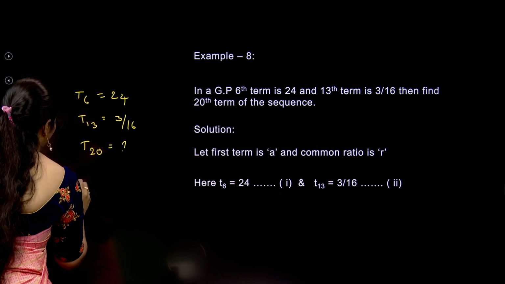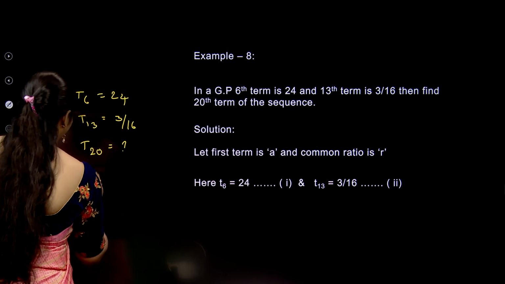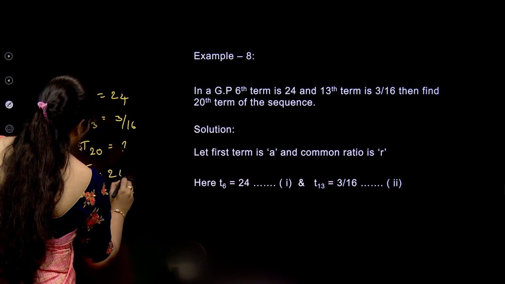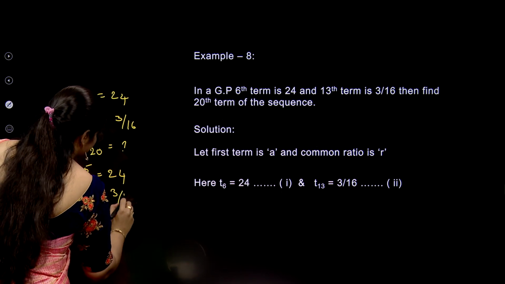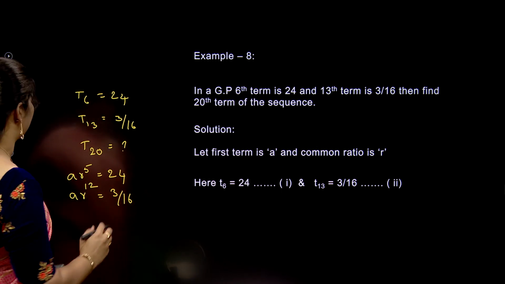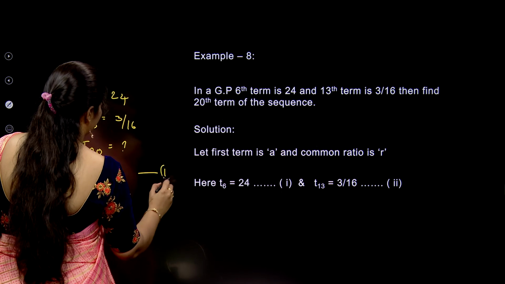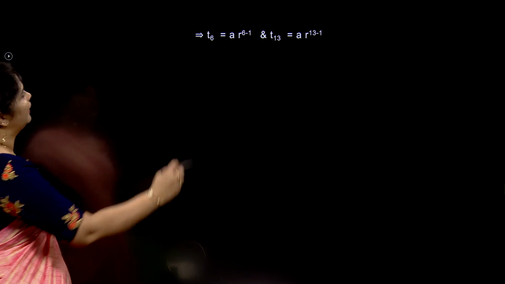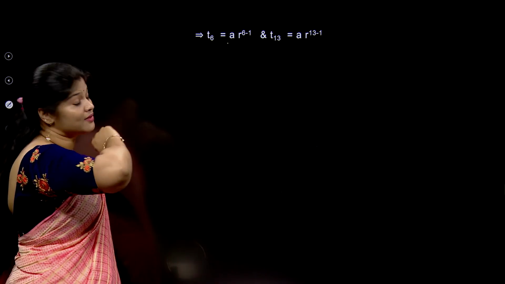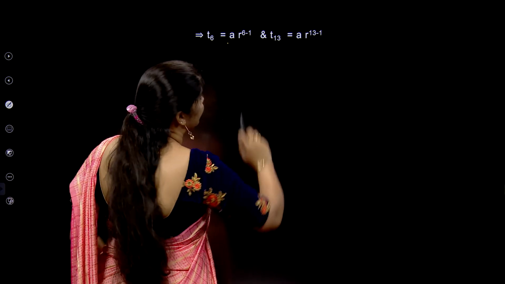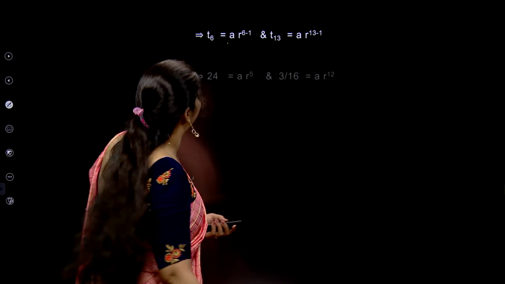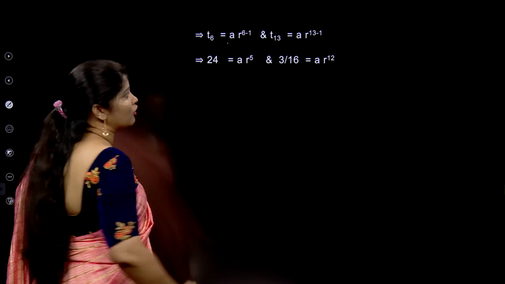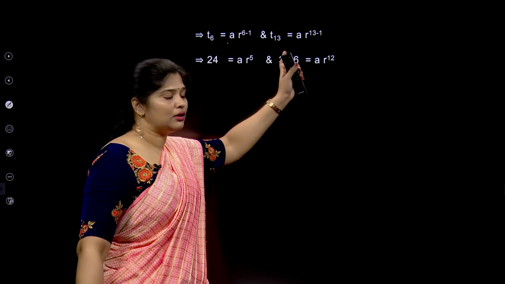So now T6 means what? A r power 5 equals 24. What is T13? A r power 12 equals 3 by 16. Then this is our first equation and this is our second equation. Here T6 equals A r power 6 minus 1, that means A r power 5. Then T13 equals A r power 13 minus 1, that means A r power 12. Then A r power 5 equals 24 and A r power 12 equals 3 by 16.